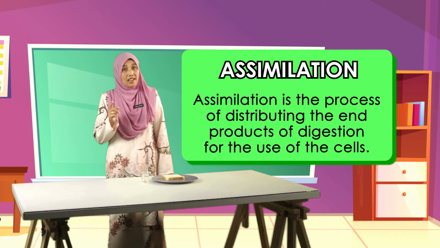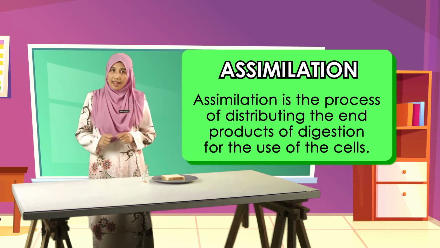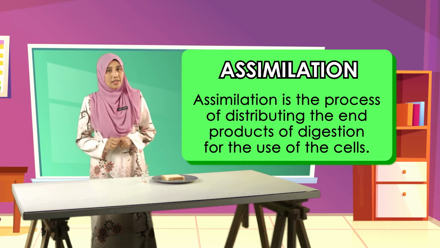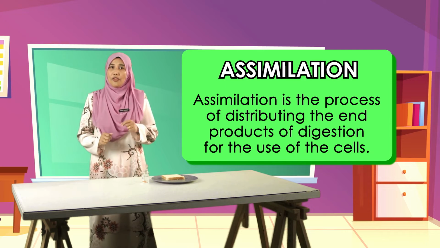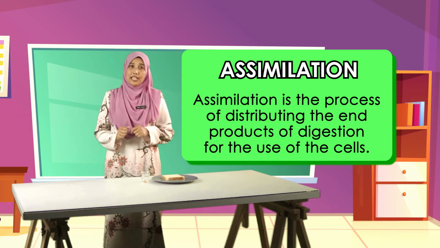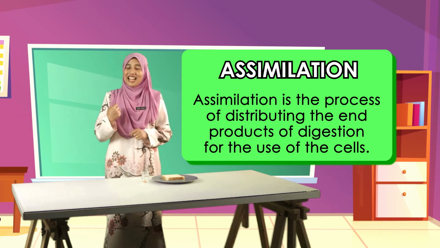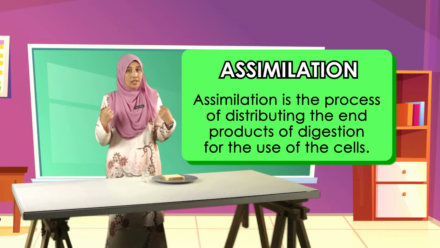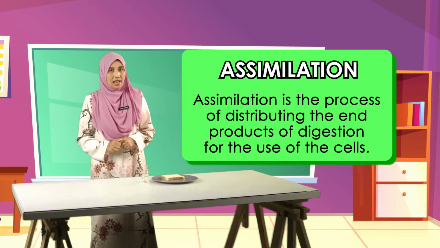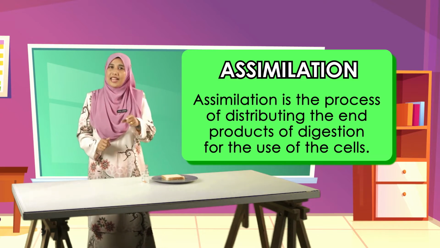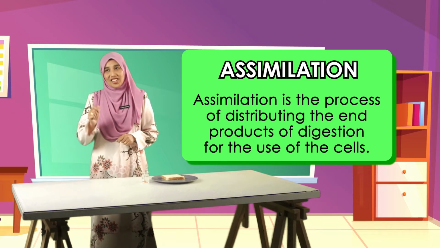The molecules that are absorbed into the villus will undergo assimilation. What is assimilation? Assimilation is the process of distributing the end products of digestion for the use of the cells in our body. Our body cells use the end products of digestion based on the nutrient function.